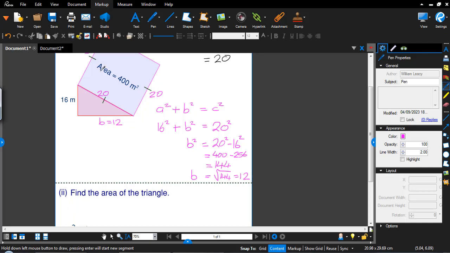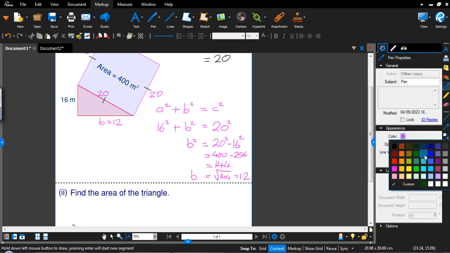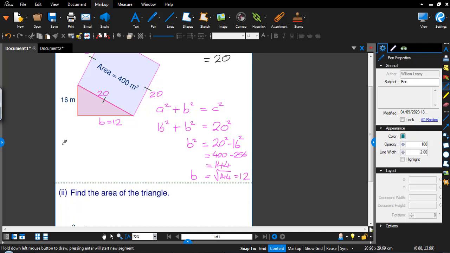So to get the area of the triangle, what's the formula for the area of a triangle? Area. So I'll just put a little subscript, triangle. Area triangle equals half the base times the height, half BH. You can write that whatever way you want. So that equals a half times 12 times 16.